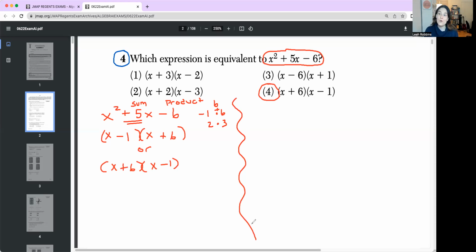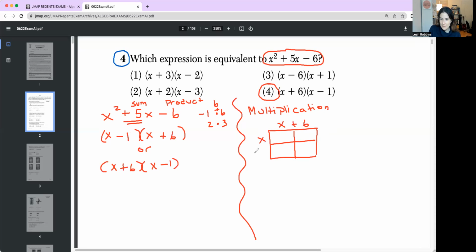The other way is to work backwards and use multiplication. So I'm actually just going to go ahead and check this. I'm going to use an area model just so that I remember to multiply all my terms with one another. So x plus 6 and x minus 1 is going to go on the side. Doesn't matter the order. So we have x times x is x squared. 6 times x is 6x. x times -1 is -1x, or just -x. 6 times -1 is -6.